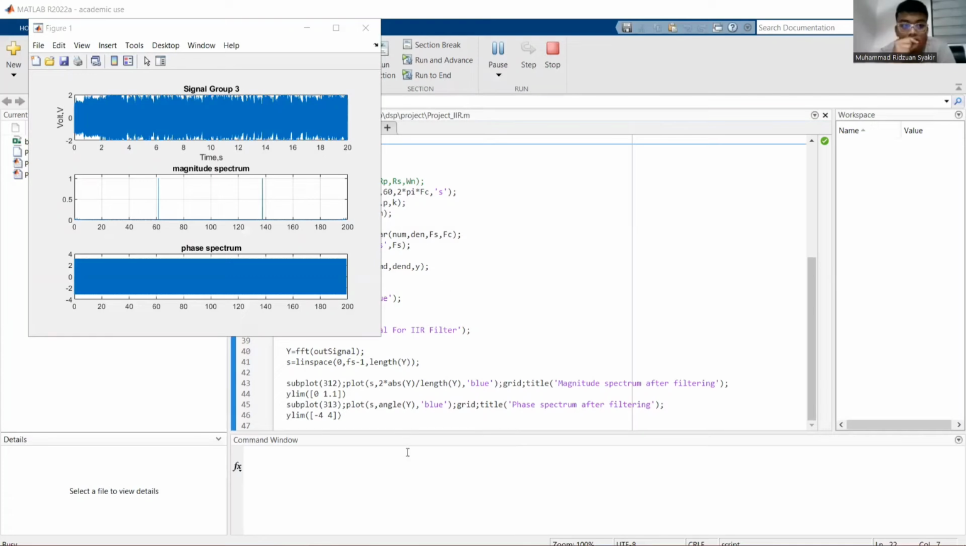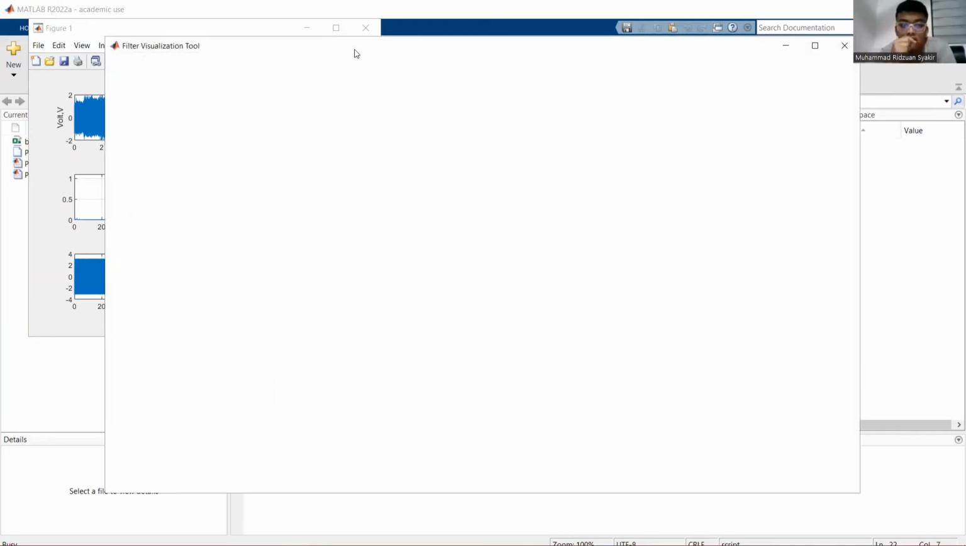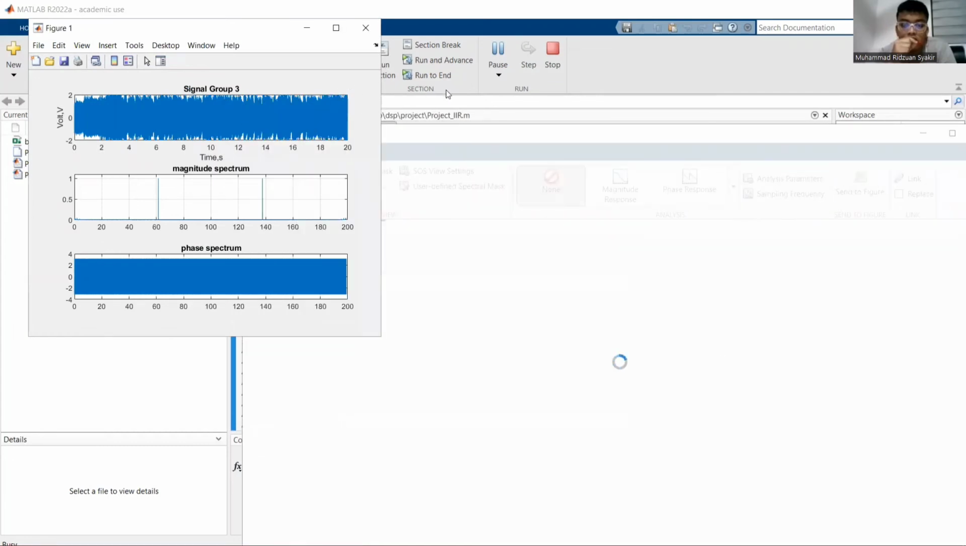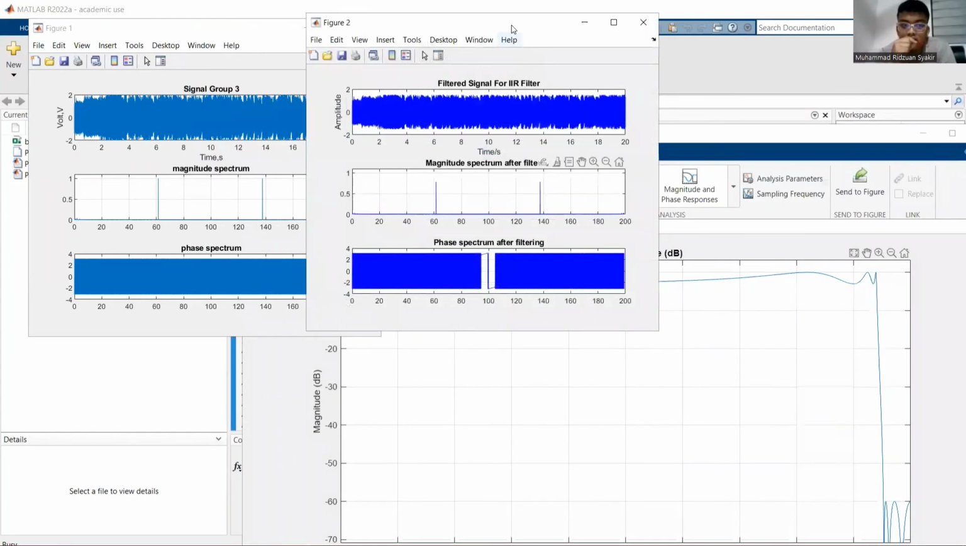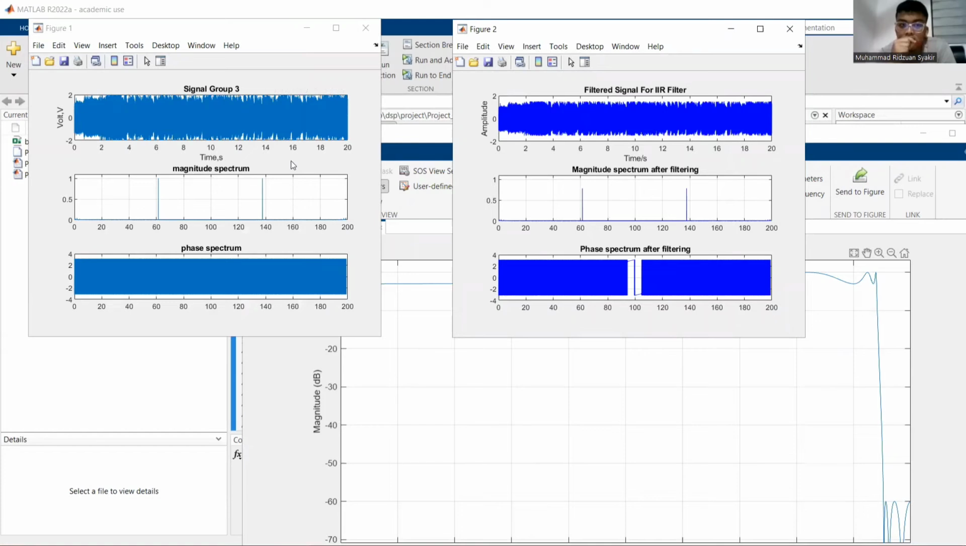So the first one, we have figure 1. The first waveform is for volt, signal group 3, and then the second one we have the magnitude spectrum, then the third one we have the phase spectrum. For figure 2, we have the filtered signal for the IIR filter. We have the amplitude, and then we have the magnitude spectrum after filtering, and then the last one we have the phase spectrum after filtering.